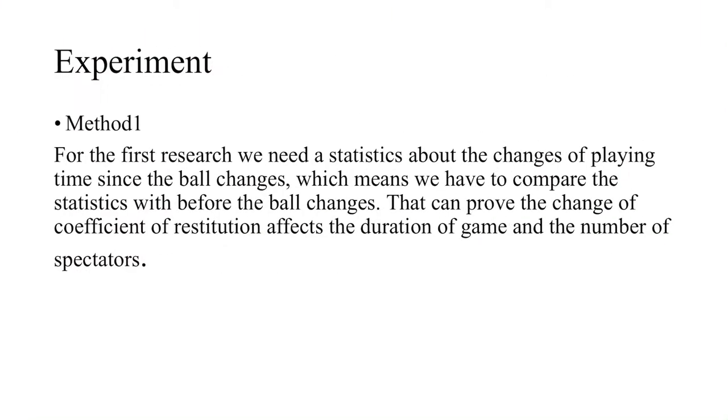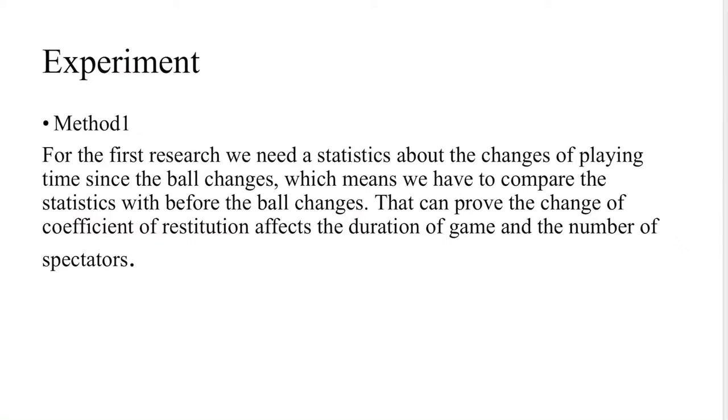Method. Since we need research about two correlations, we need two different processes for the result. For the first research, we need the statistics about the changes of playing time since the ball changes, which means we have to compare the statistics with before the ball changes. That can prove the change of the coefficient of restitution affects the duration of the game and the number of spectators.